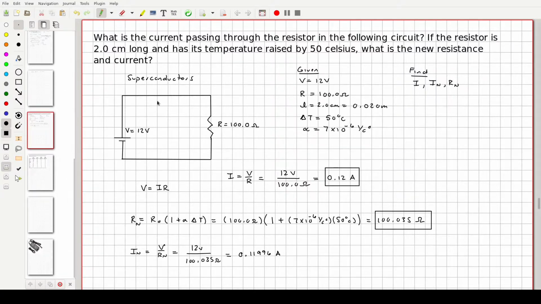They are ideal because you don't have energy loss. For example, we pipe electricity from a power plant to our house through wires, and those wires are made out of copper.